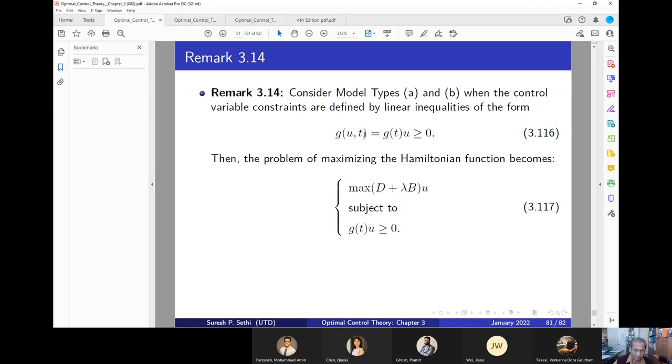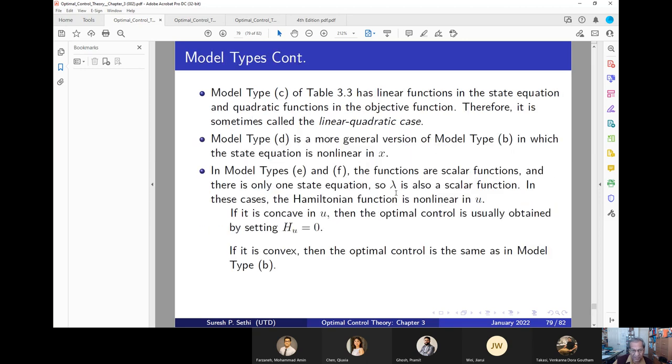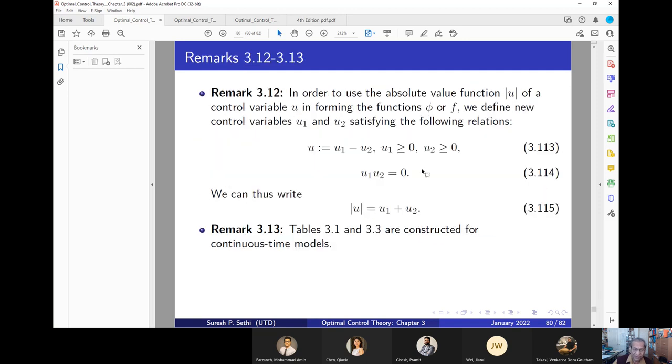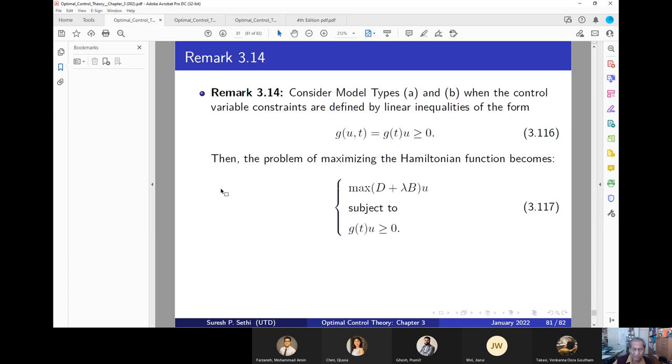The other thing I want to show you is that bang-bang has a generalization. If this is a vector, then the Hamiltonian in a linear case would be G transpose times U, where U is a vector, G is a vector, and this is a linear programming problem. The equation is given by this. We have an initial condition, and this is the objective function, which is linear, and this is the state equation, which is linear. So if the objective function is linear, we will have a bang-bang solution. But the bang-bang solution is not like switching from -1 to +1. It is to maximize the U part of the Hamiltonian, subject to this condition. So this is a linear programming problem.